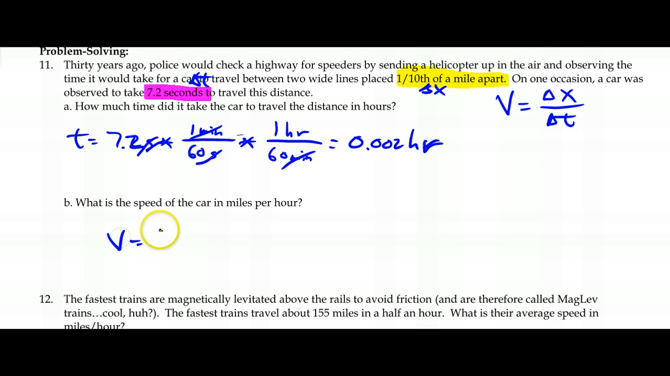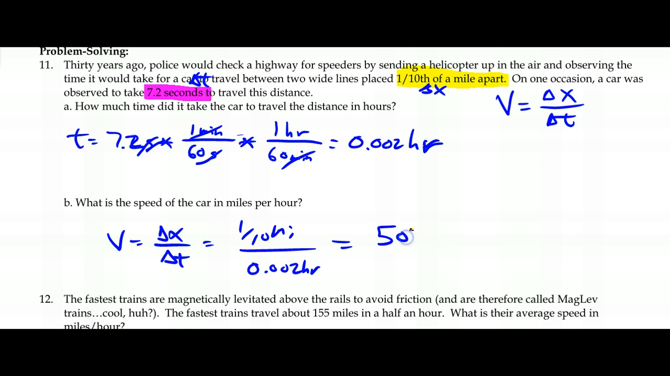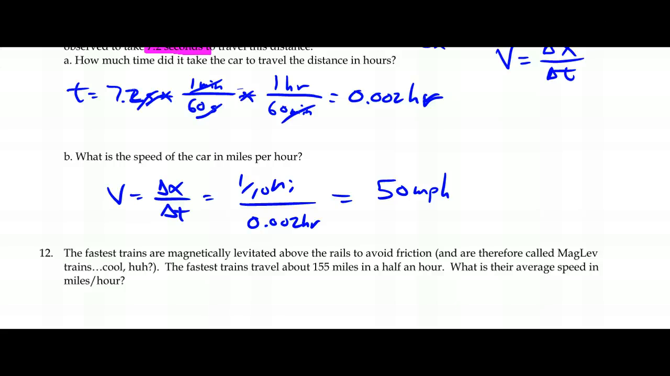Okay, so now we want the speed. Well, it's delta x divided by delta t. We're trying to measure it against the speed limit in miles per hour. So we're going to use 1/10 of a mile, and we're going to divide that by the time of 0.002 hours. Now, mathematically, 1/10 is 0.1. 0.1 divided by 0.002 gives us a speed of 50 miles per hour. Okay, now that may or may not be speeding based on where they marked it out. That might be okay, or it might be over the local speed limit. Typically, if it's a highway, it's probably okay.